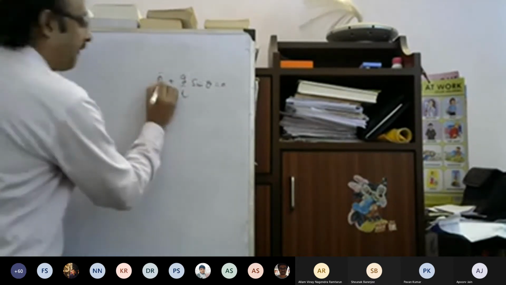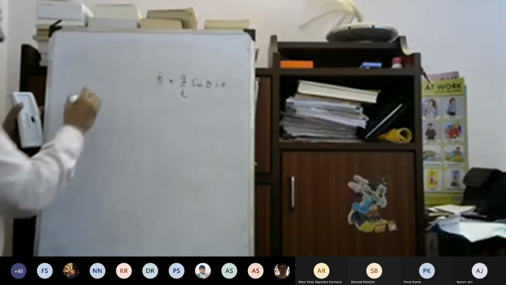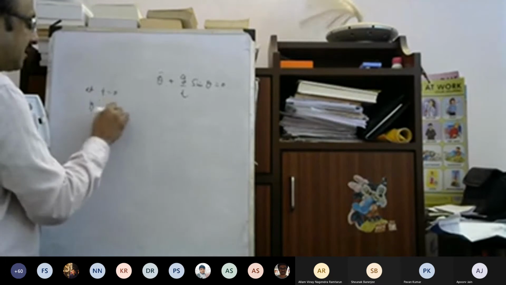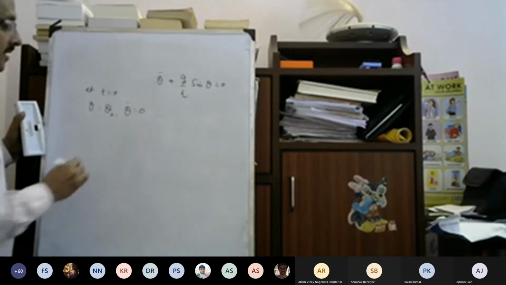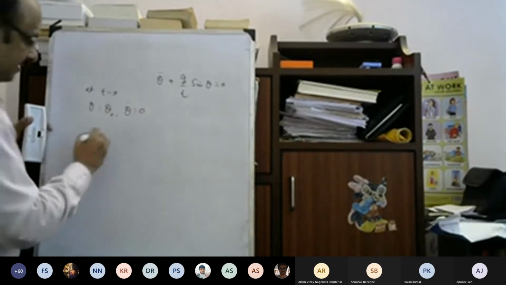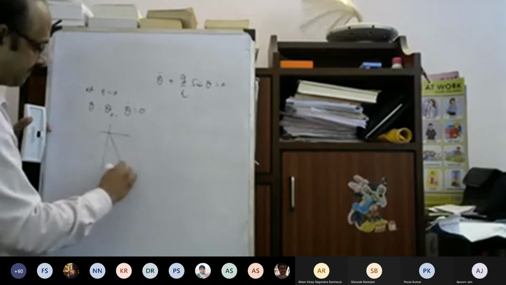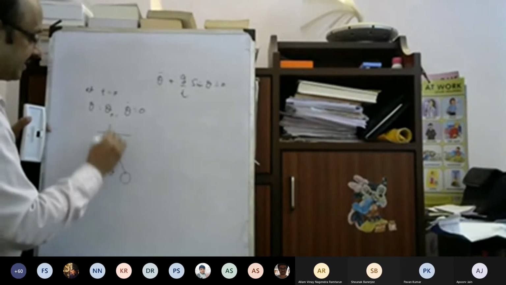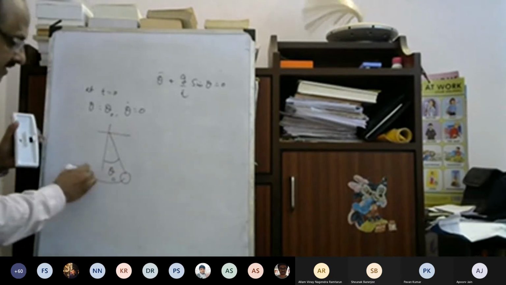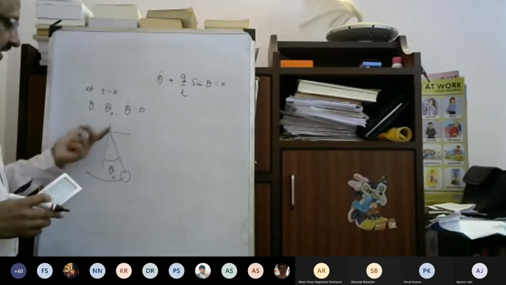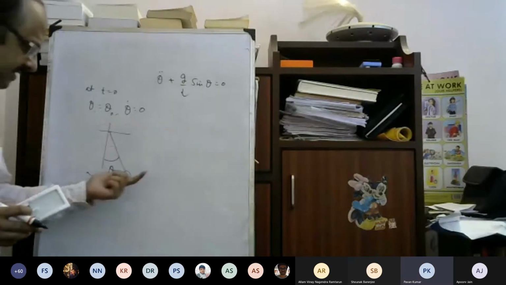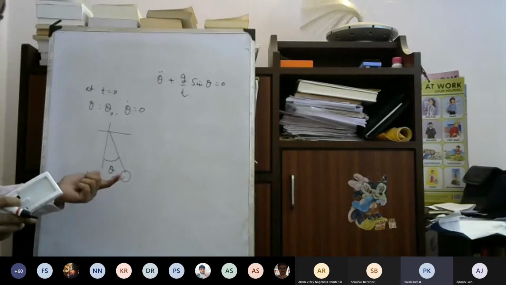In general, if at time t equal to 0, theta equal to theta naught and theta dot equal to 0, I cannot say that theta will always remain at theta naught. If I take this pendulum at an arbitrary position, let us say theta naught here, and I leave it, then it will oscillate. So theta cannot remain at theta naught, and theta dot also does not remain 0 all the time. And it is not vice versa, right? Only one way it is correct.